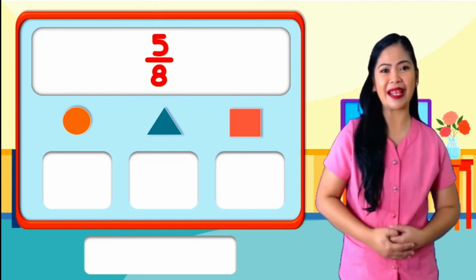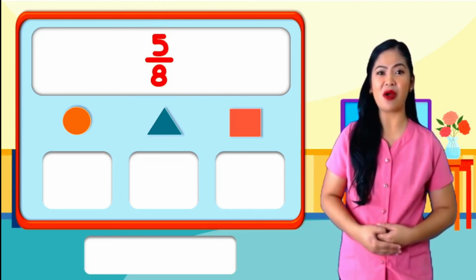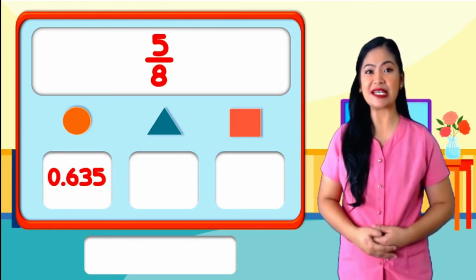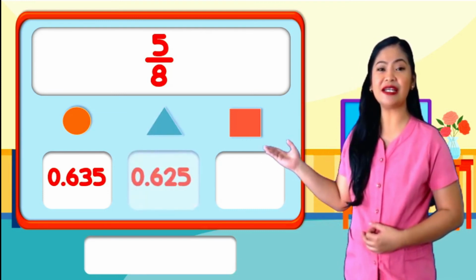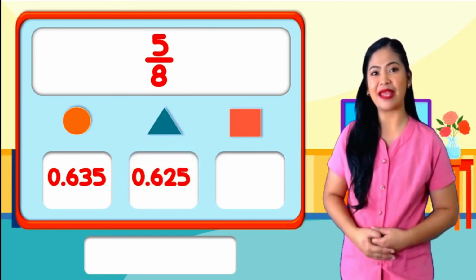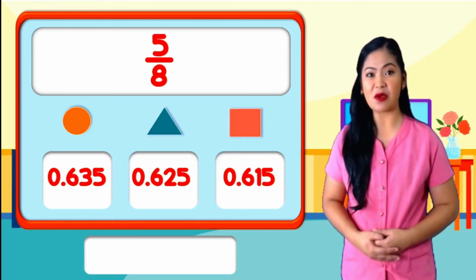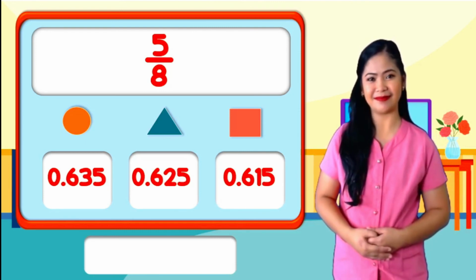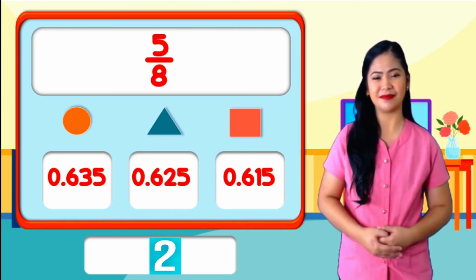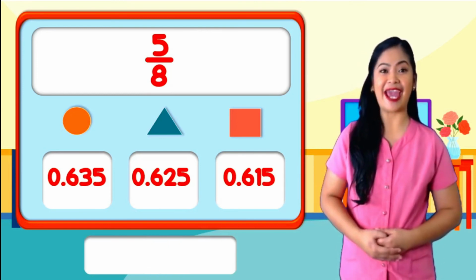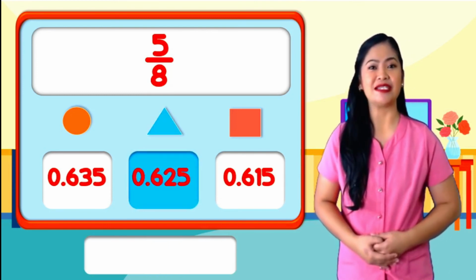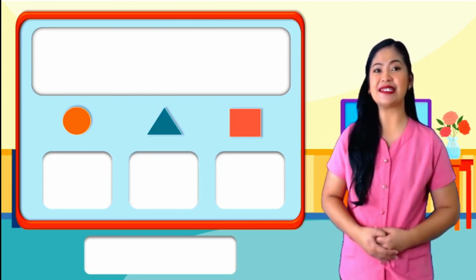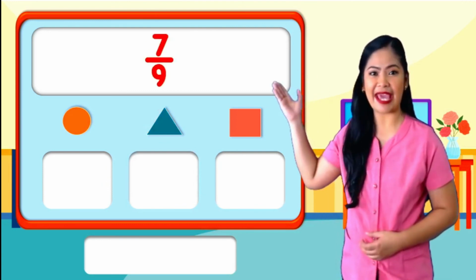For the first one, what is the decimal form of 5/8? First circle, you have 0.635, triangle, 0.625, and for square, 0.615. Is it circle, triangle, or square? The correct answer is triangle, 0.625.